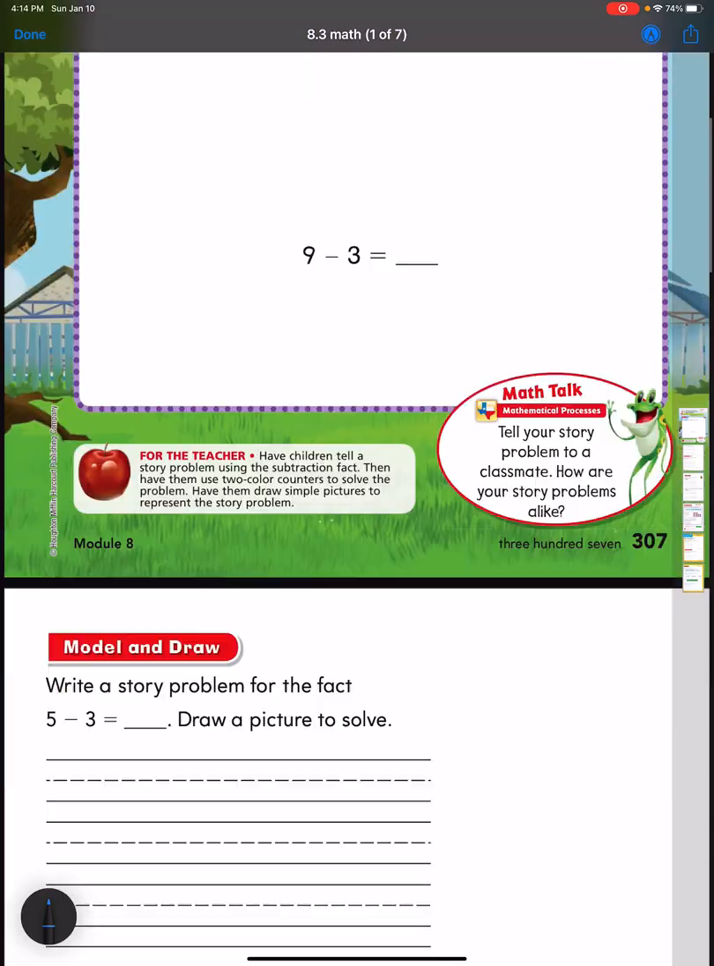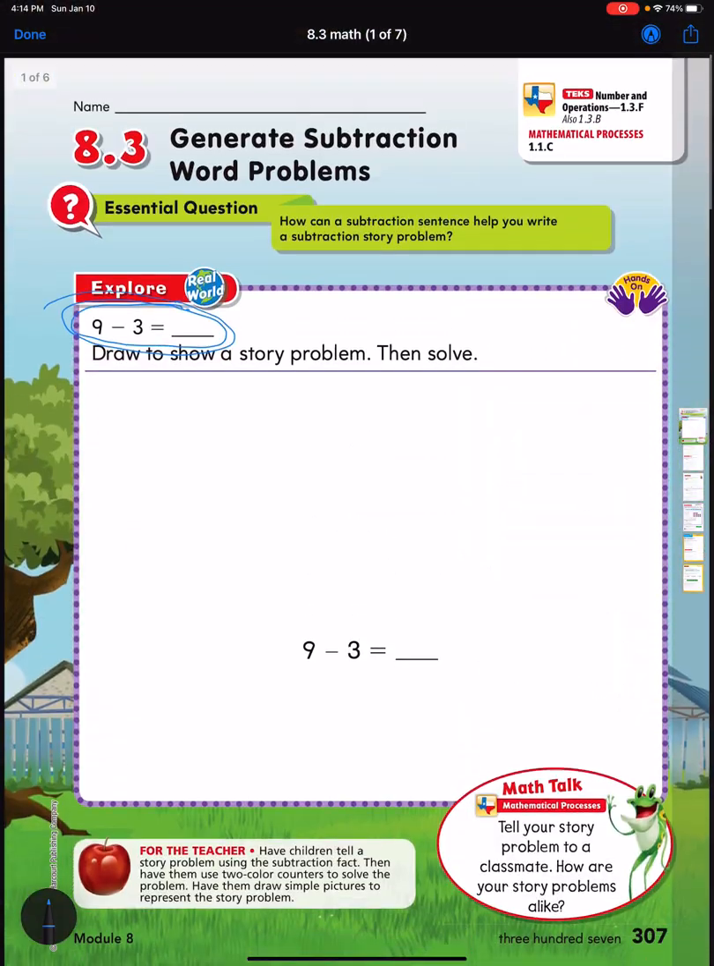So I know that I said that Matthew, and I'm going to write it right here, has 9 apples. He gives, there's a key word for subtraction, he gives 3 apples to Anthony. So Anthony has 3 apples now. How many does Matthew have now? So how many are left with Matthew?